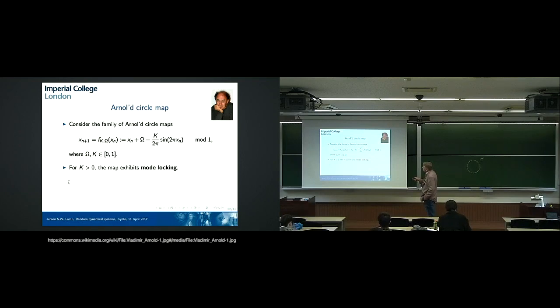If k is 0, then it's just a rotation, and omega is the rotation number, because everything just shifts with a certain speed. But then you have just a linear rotation, which is boring. If k becomes non-zero, then it becomes more interesting. k cannot be too large, because then the map will not be invertible anymore, so I have to put some bounds on k. Here k equal to 1 is precisely on the boundary.